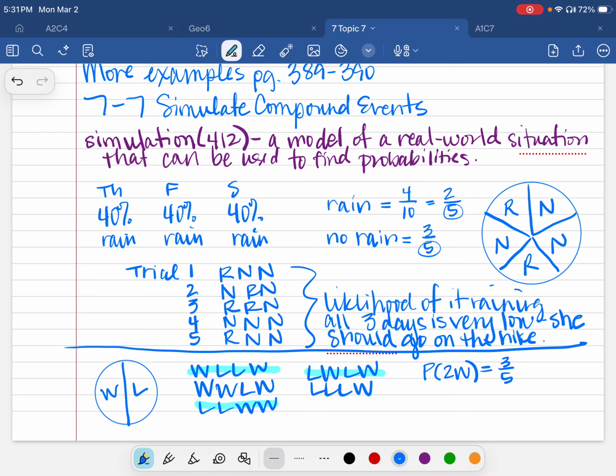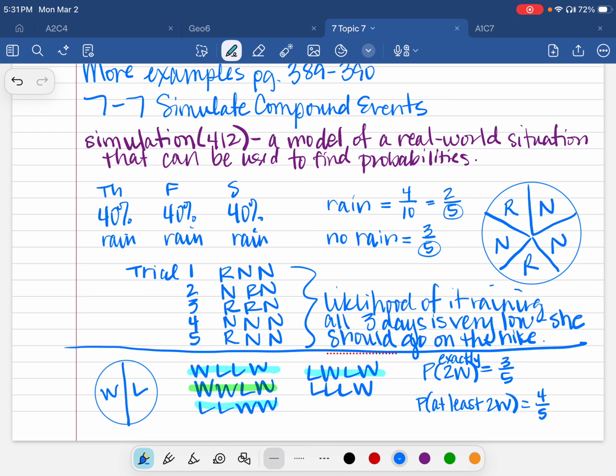The wording of these is going to be really important. In this scenario, I was looking at winning exactly 2 games. They might also say something like win at least 2 games. At least 2 wins is also going to include 3 wins. 3 is at least 2. So in that case, the probability of winning at least 2 games goes up. Now it's 4 out of 5.